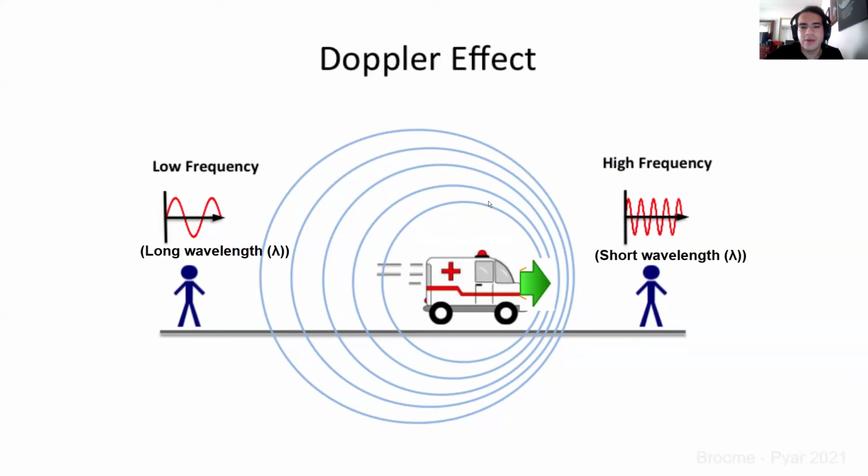In this example, with an ambulance and its siren going off, a person standing ahead of it, hopefully not in front of it, will hear the ambulance at a higher frequency or a shorter wavelength than a person who's standing behind the ambulance, hearing it go away from them. This happens with any sort of wave, not just sound. It also happens with light and is a very frequently observed and very useful phenomenon that we see in the universe.